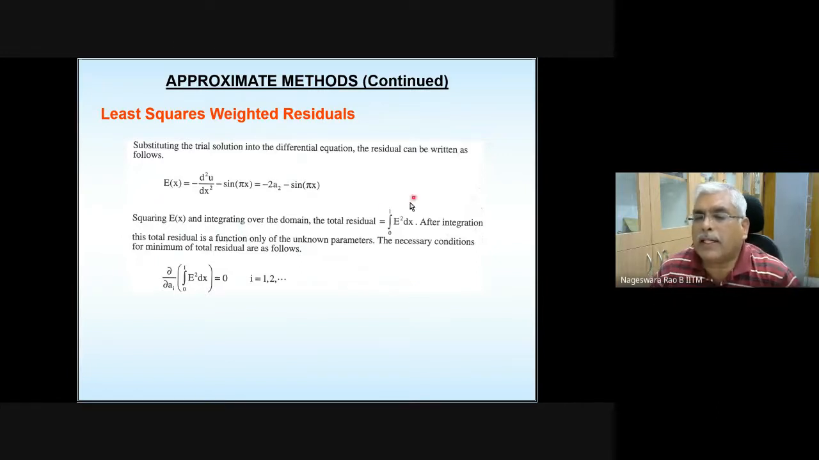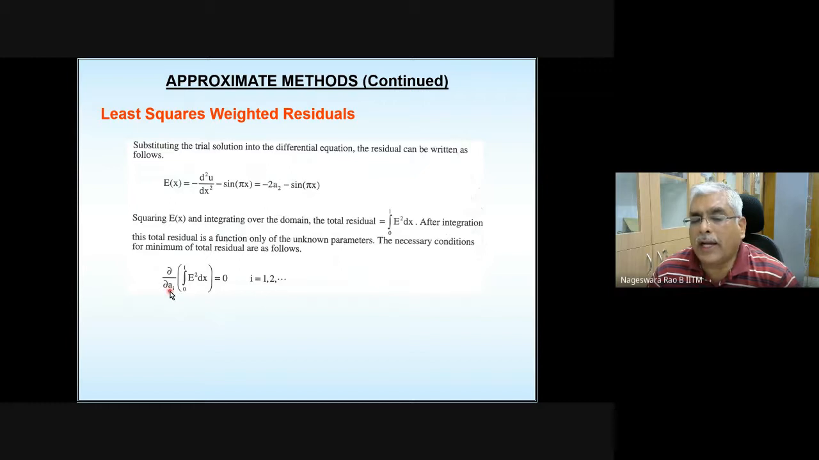The same thing is applied here. Since this total residual is a function of unknown parameters, unknown coefficients, you take the derivative of this total residual with respect to the unknown parameters and equate it to 0. Is this clear? This equation is written more generally. If you want to apply it to this particular problem, i takes only the value 2. So you take a note of this equation.